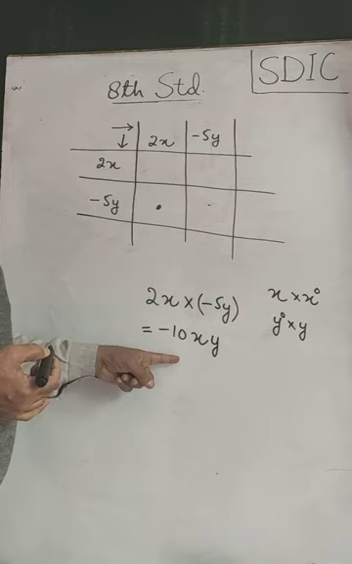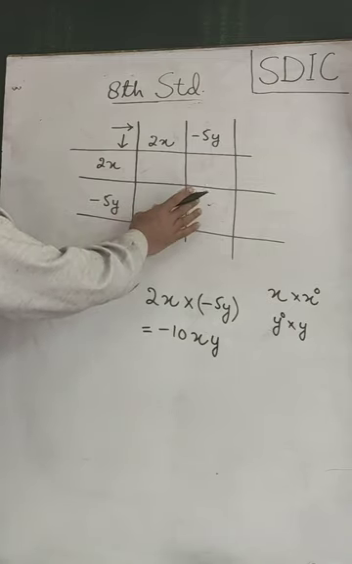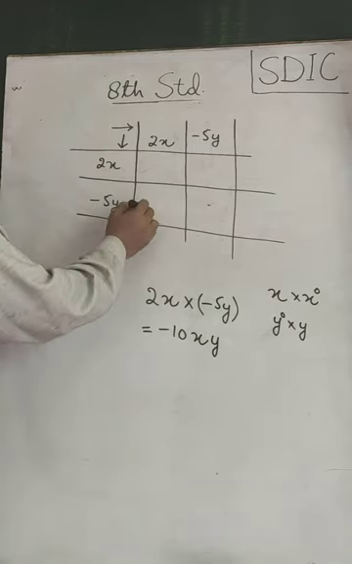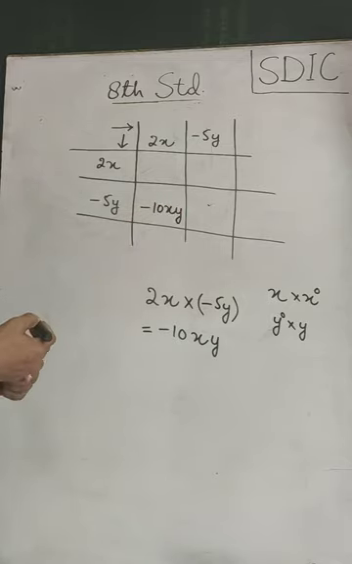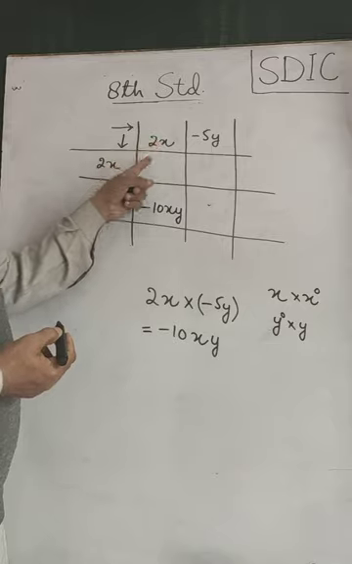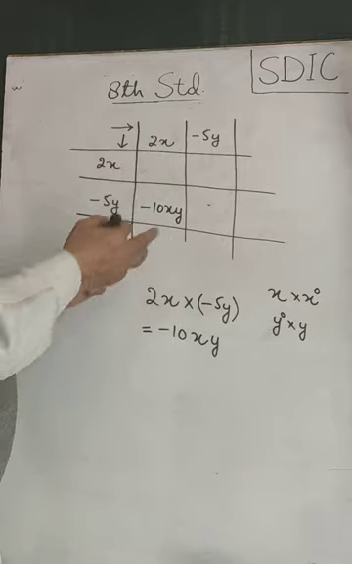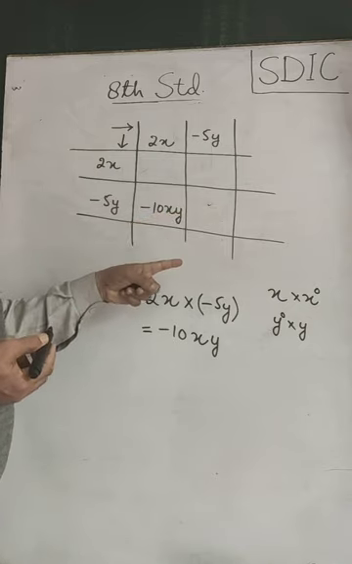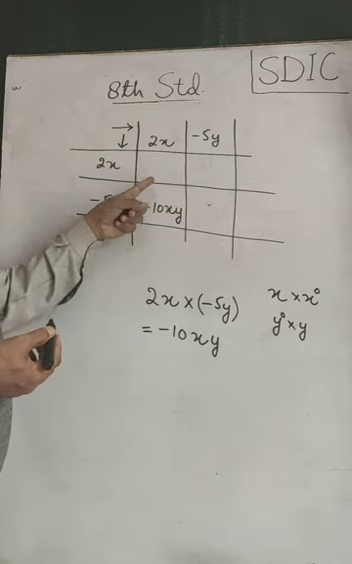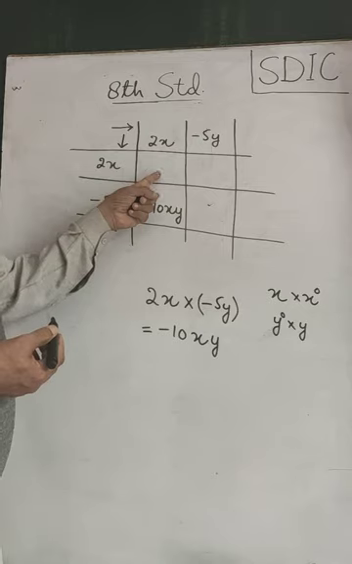The product therefore is minus 10xy, and this minus 10xy you will then write in the slot here that we had earlier chosen. Minus 10xy. It is the product of 2x and minus 5y. Now similarly you have to fill in the different slots by considering first monomial in line with that slot.